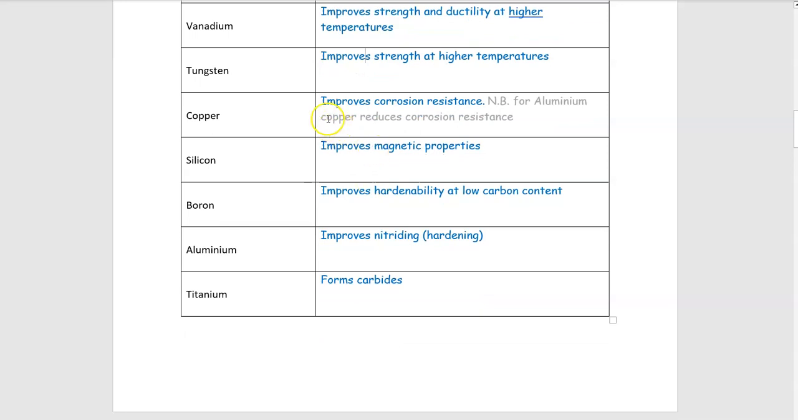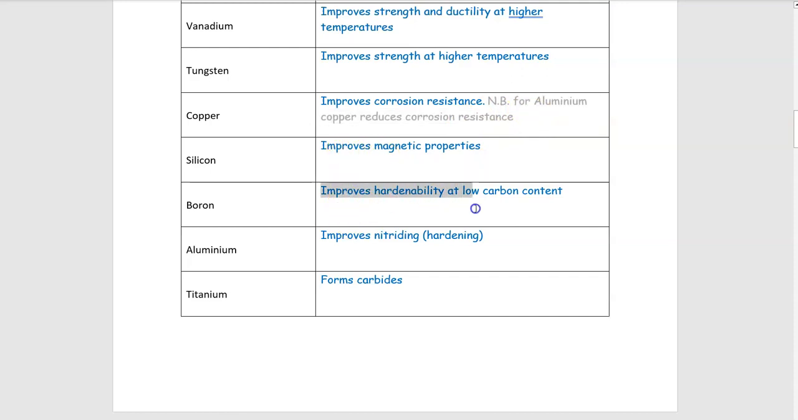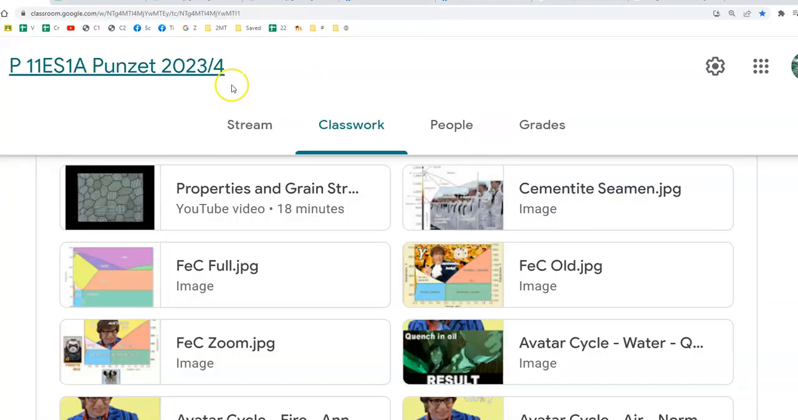tips and things. Copper improves corrosion resistance, but note that for aluminium, copper is bad. So it's good for steel, bad for aluminium. Silicon improves magnetic properties. Boron improves hardenability at low carbon content. Aluminium improves nitriding. You might remember we talked about nitriding when we talked about hardening. Let me quickly show you that.